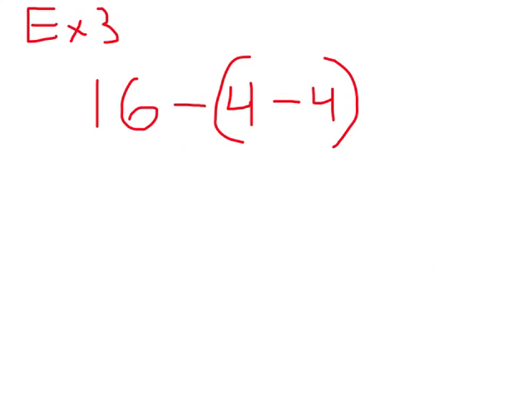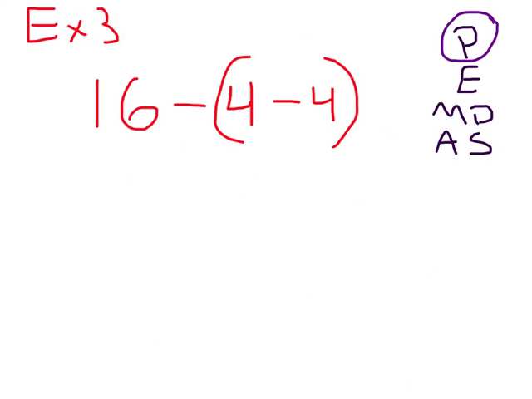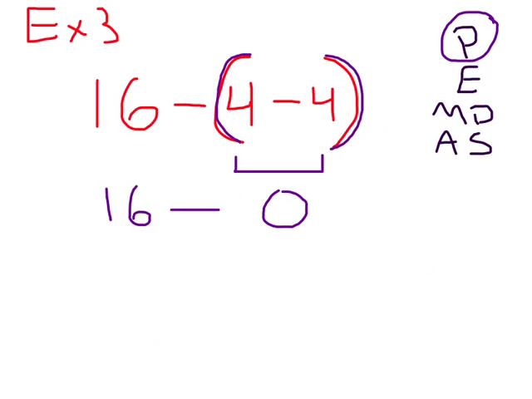16 minus (4 minus 4). The first thing I'm going to do is write my P, E, M, D, A, S on the side. I'm going to start by looking at my P for parentheses. I see that I do have parentheses around my 4 minus 4. So that's what I'm going to do first. I know that 4 minus 4 is 0. I'm going to bring down my subtraction and my 16 and look back at my order of operations.